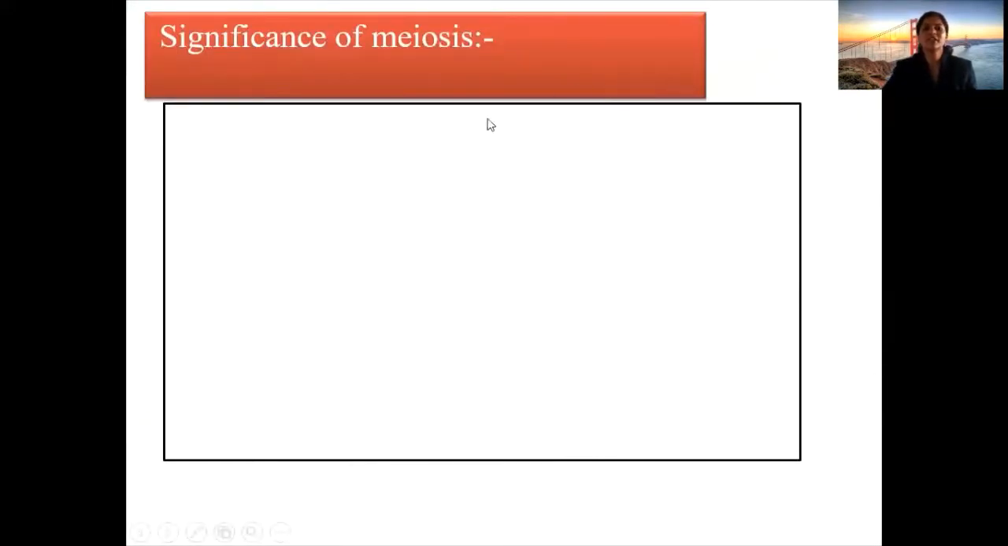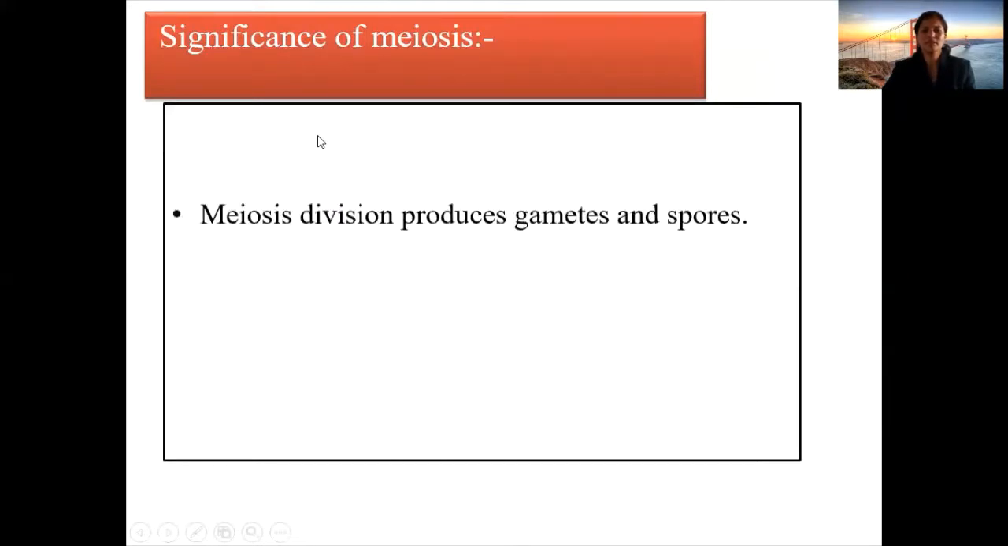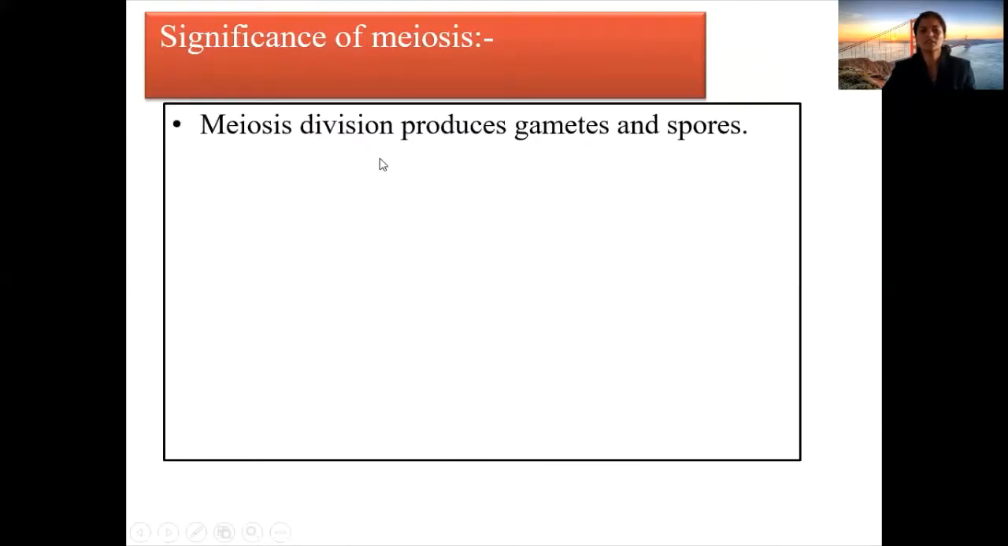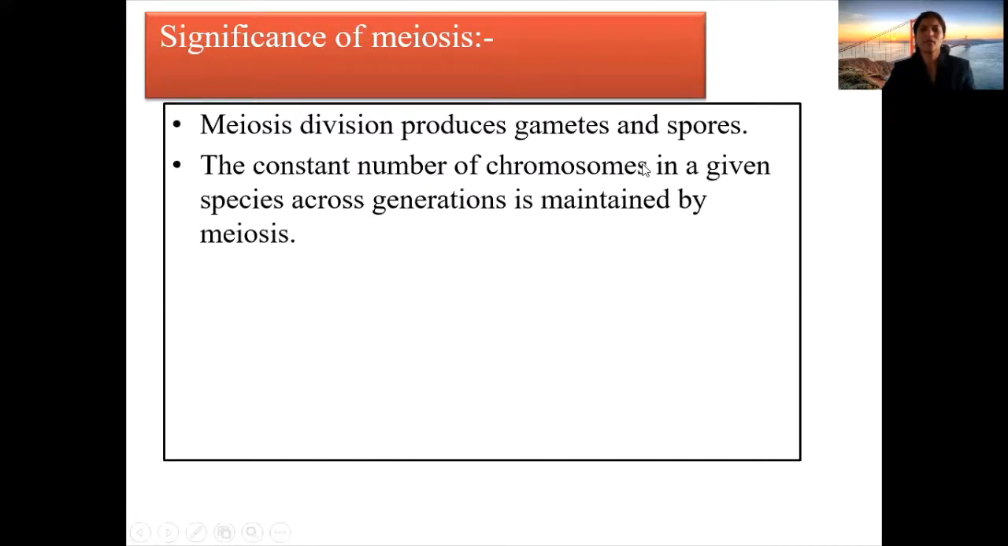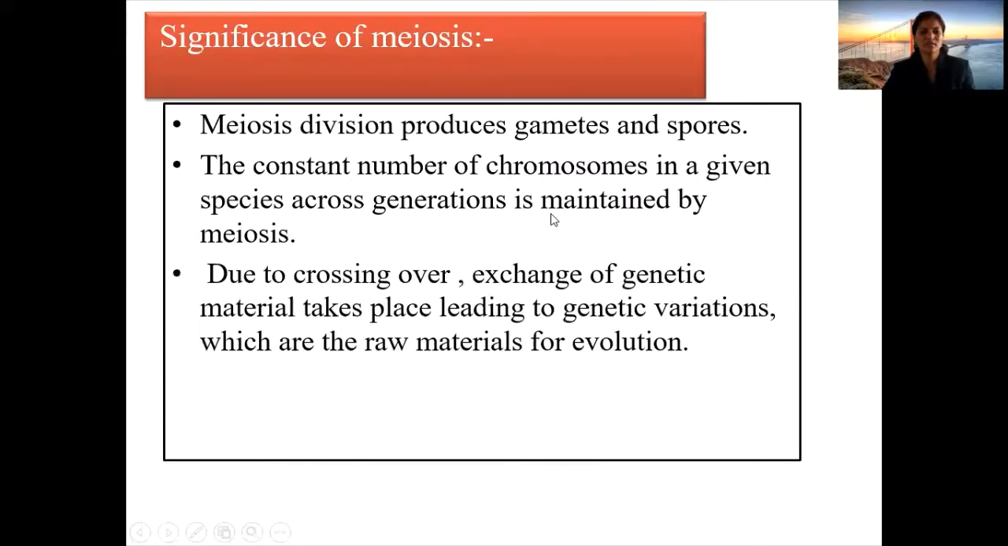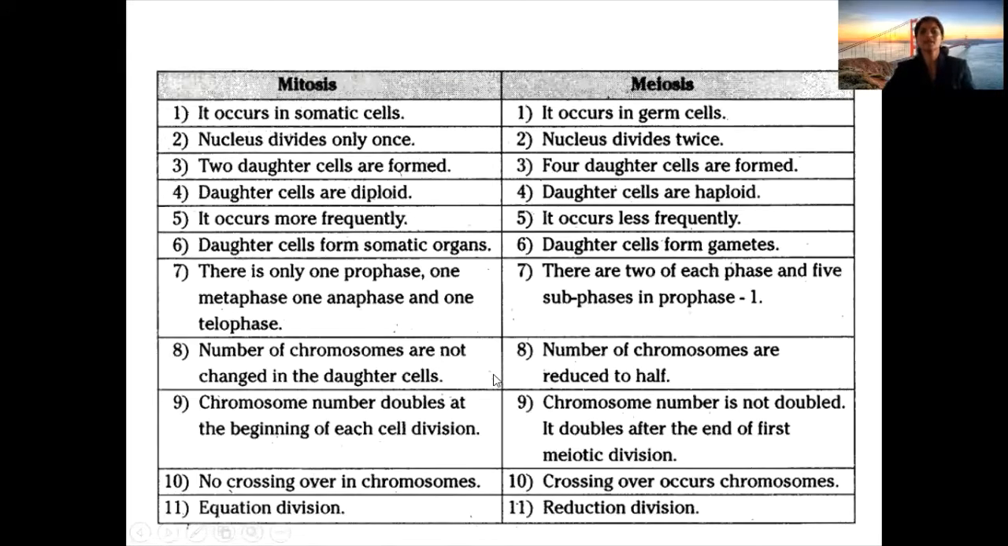Next, significance of meiosis. First one is meiosis division produces gametes and spores. The constant number of chromosome in a given species across generation is maintained by meiosis. Third one is due to crossing over or exchange of genetic material that takes place, leading to genetic variations which are the raw material for evolution. Now the next point is difference between mitosis and meiosis.